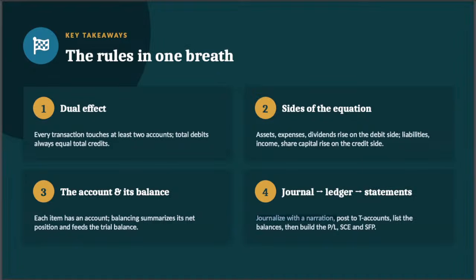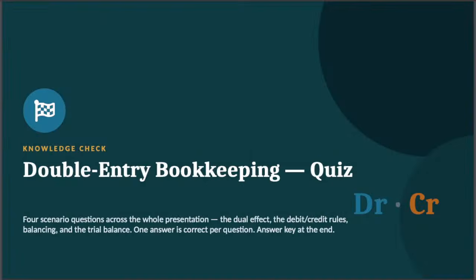Journalize with narration. Post to T accounts. List the balances, then build profit and loss, all those financial statements and statement of financial position. Good stuff. Now it takes us to the best part, our double entry quiz. So for those of you that have made it this far, congratulations. Now we get to the best part.